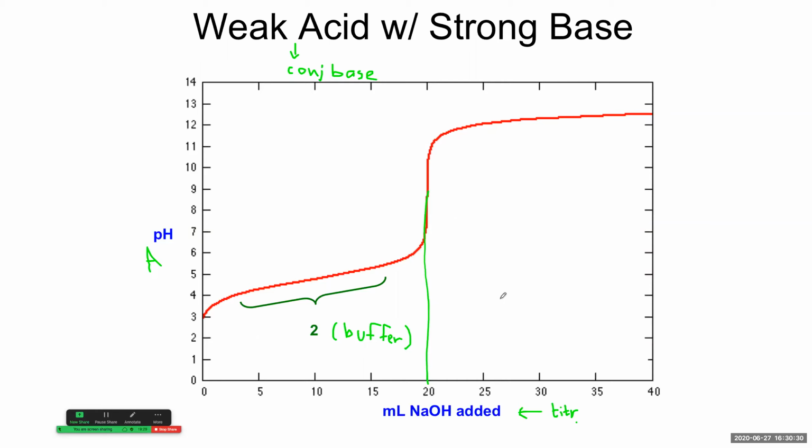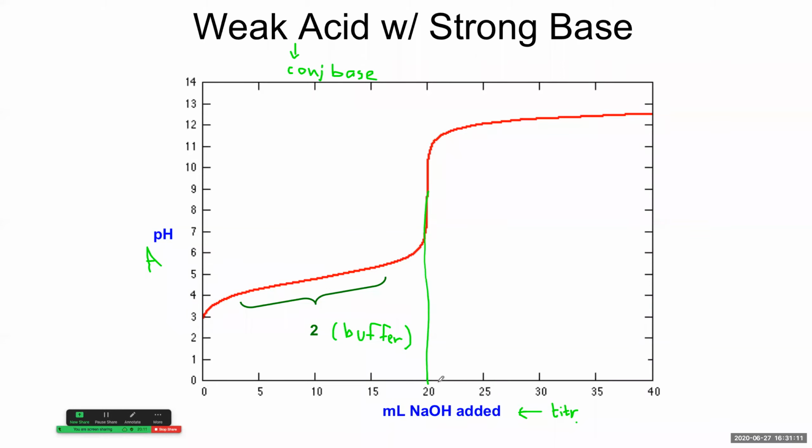So if you recall, when we talked about buffers, the best buffer is a buffer that's made up of the same concentration of weak acid and conjugate base. So when the concentration of the weak acid is equal to the concentration of the conjugate base, you have the best buffer. And it turns out that the pH of that buffer is equal to the pKa of the acid.